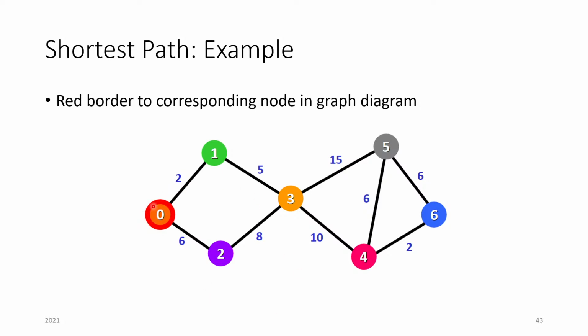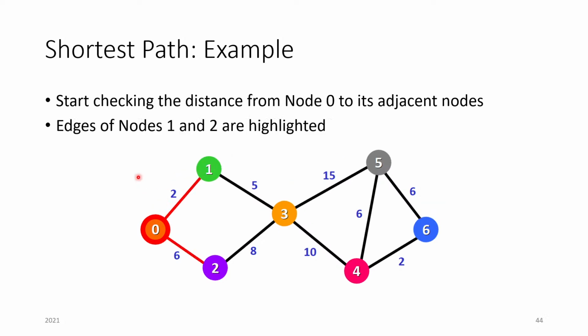The red border that we highlight around node 0 means that we have already covered 0 to 0, and now we need to cover 0 to 1 in our listing. To cover 0 to 1, we also need to consider 0 to 2, because we're watching the edges that node 0 is connected to. The two edges here are from 0 to 1 and 0 to 2. So we check these to see the adjacent nodes to node 0, and we highlight the edges that connect to each of these adjacent nodes.